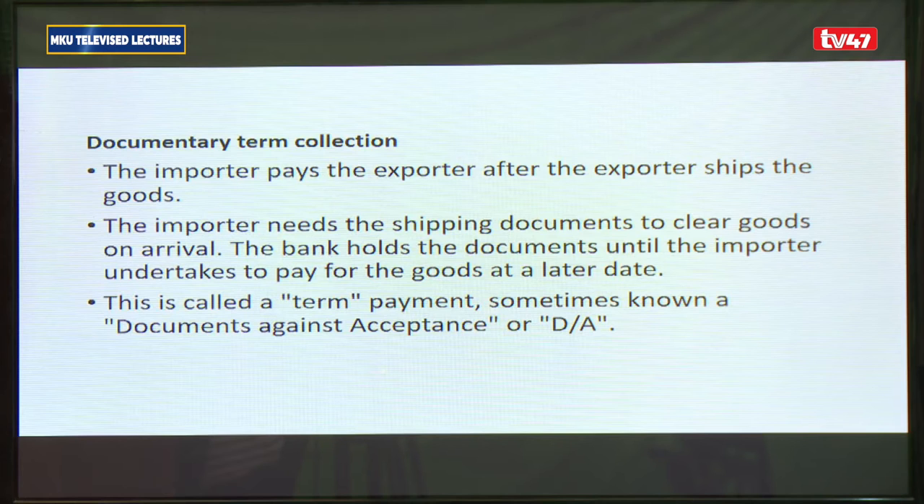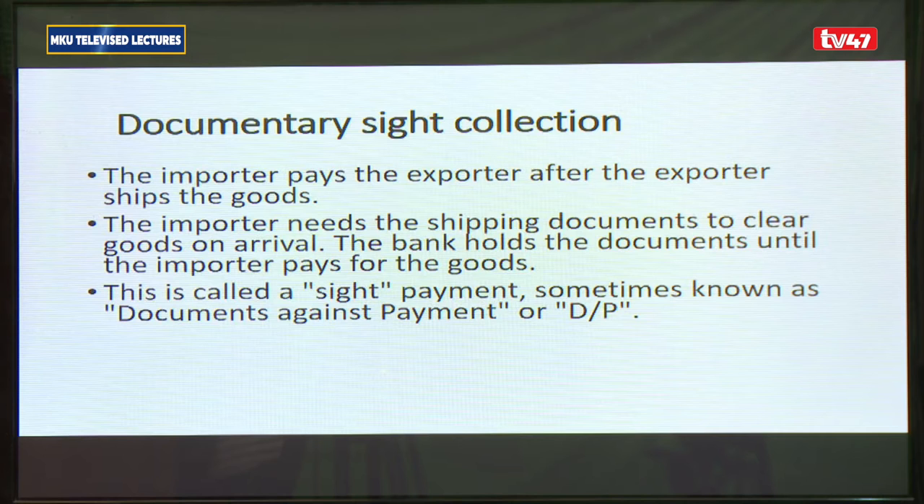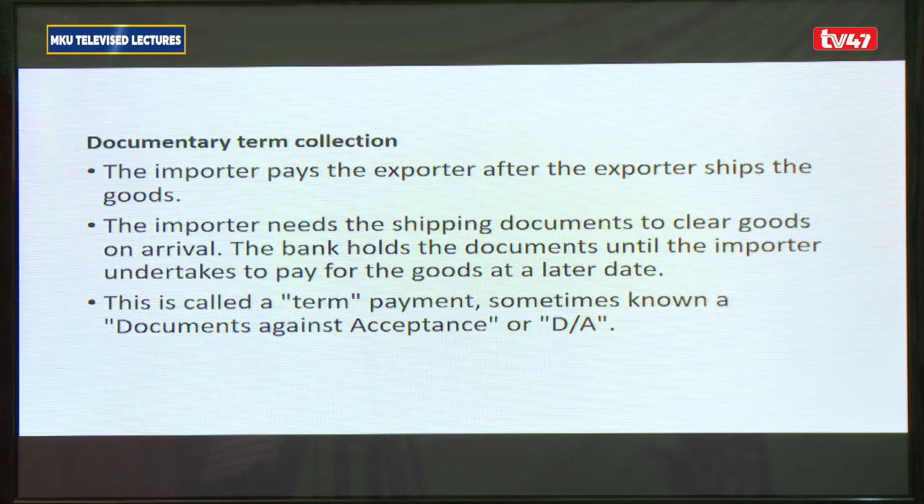Then we have the documentary term collection, where the importer pays the exporter after the exporter ships the goods. The importer needs the shipping documents to clear the goods on arrival. Okay? The bank holds the documents until the importer undertakes to pay for the goods at a later date. Can you see the difference between the documentary term collection and the documentary site collection? Under site, the importer would have to pay before being given the documents, whereas under documentary term collection, the importer would receive the documents having given an undertaking to pay for the goods at a later date.